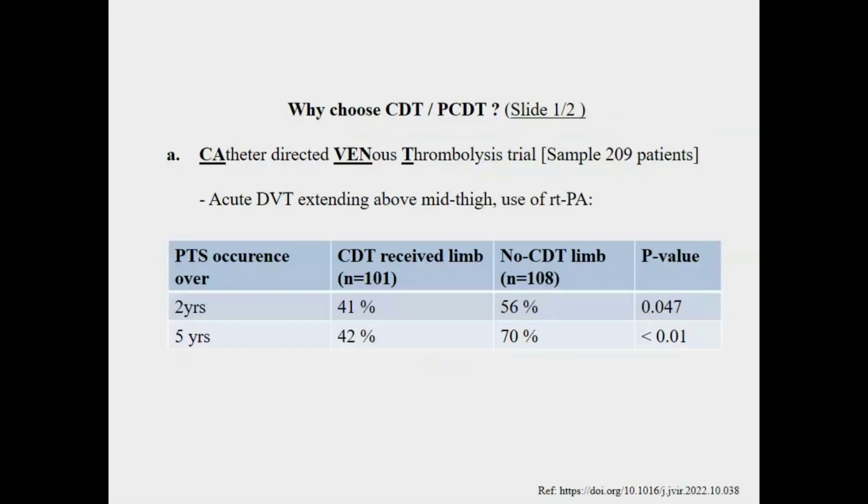When we talk about active interventions of deep vein thrombosis, two benchmark trials come to our mind. One is the CAVENT trial, where patients with acute deep vein thrombosis extending above the mid-thigh were included, and they did a catheter-directed thrombolysis with fibrinolytic agent, where they could show a significant reduction in the occurrence of post-thrombotic syndrome over 2 years and 5 years period in limbs receiving the catheter-directed thrombolysis.